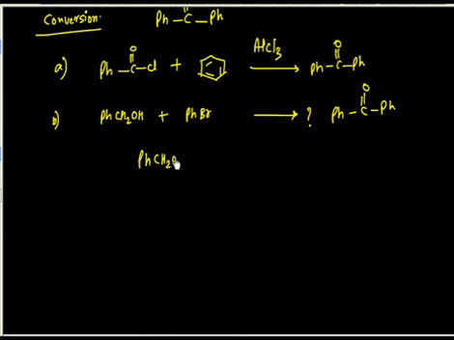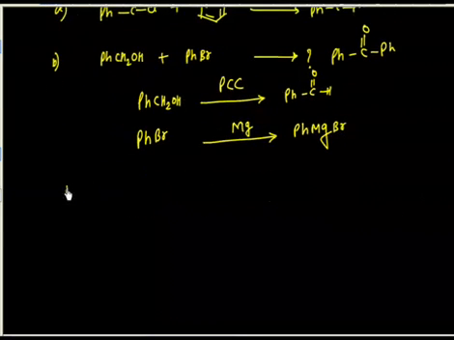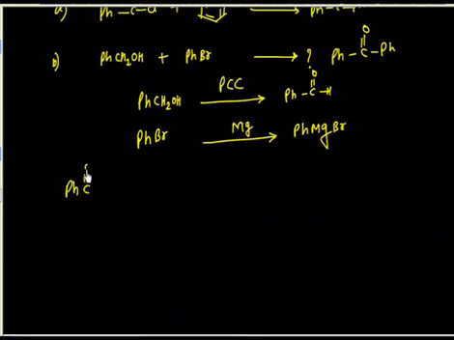So PhCH2OH, if I use pyridinium chlorochromate, then you will have PhCHO, this is an aldehyde. Now this is PhMgBr. You can always prepare it using a Grignard reagent, using Mg. So if you treat this with magnesium, you will have PhMgBr. Now these two reagents, if you react PhCHO and PhMgBr.